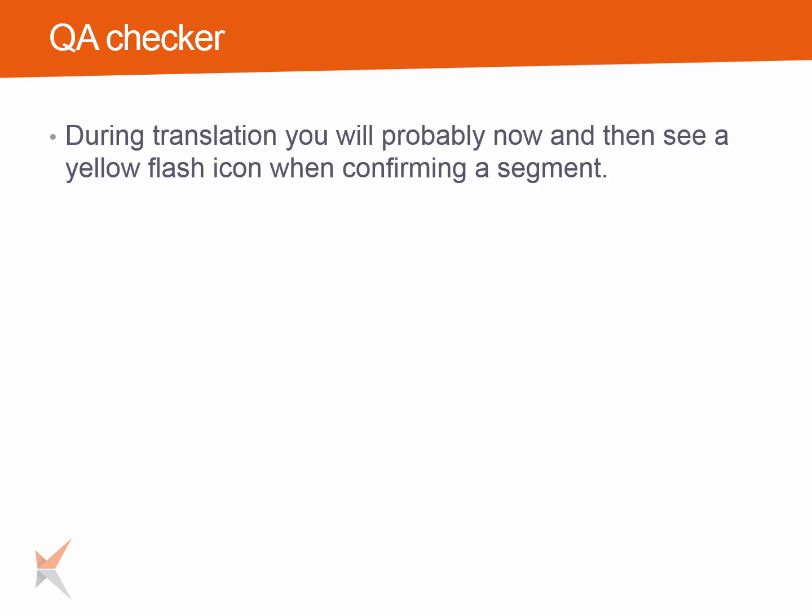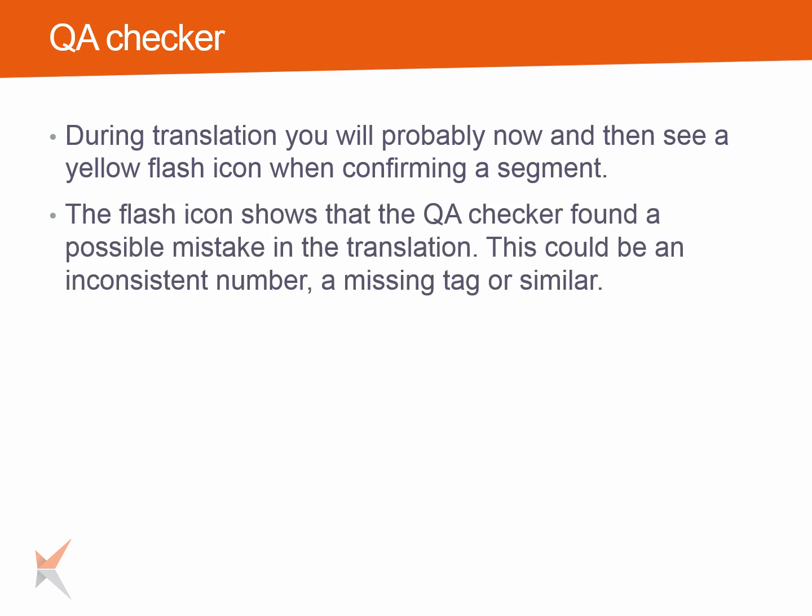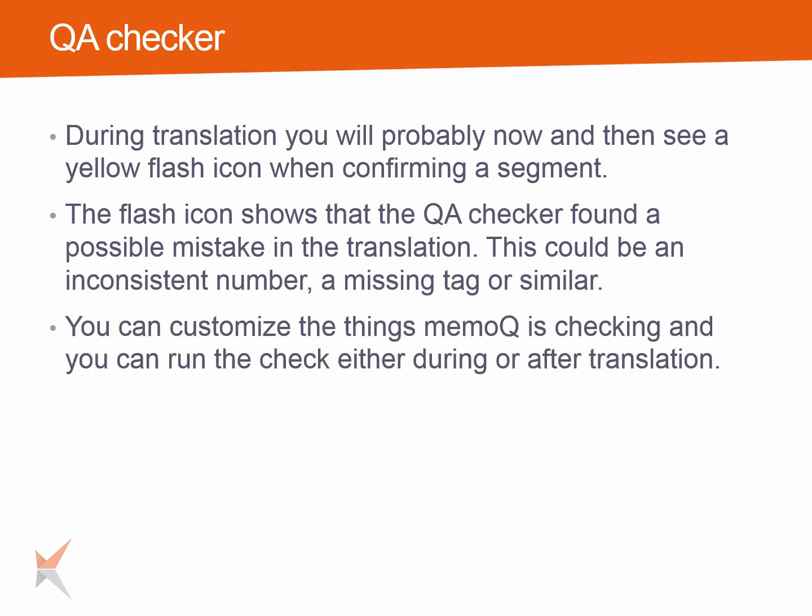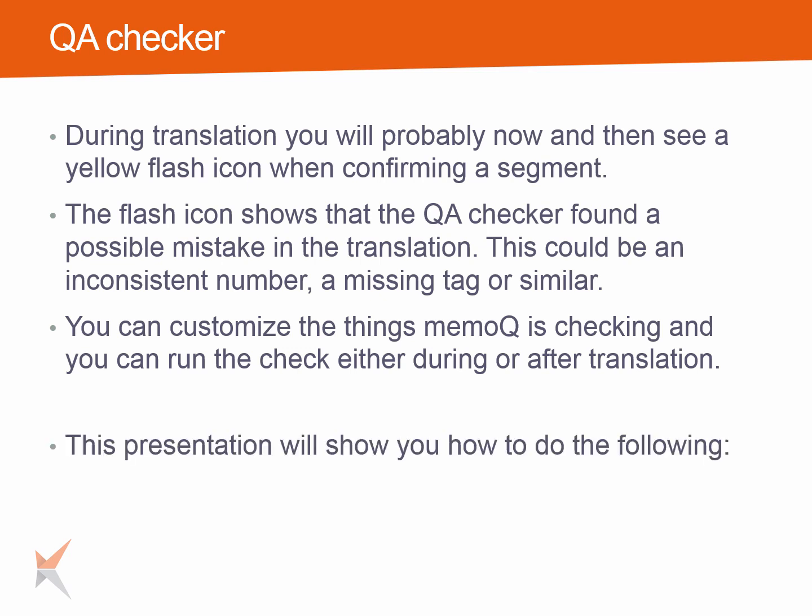During translation, you will probably now and then see a yellow flash icon when confirming a segment. The flash icon shows that the QA checker found a possible mistake in the translation. This could be an inconsistent number, a missing tag, or similar. You can customize the things memoQ is checking, and you can run the check either during or after translation.